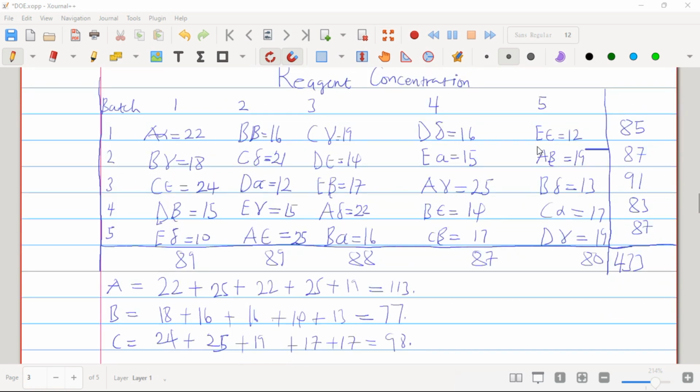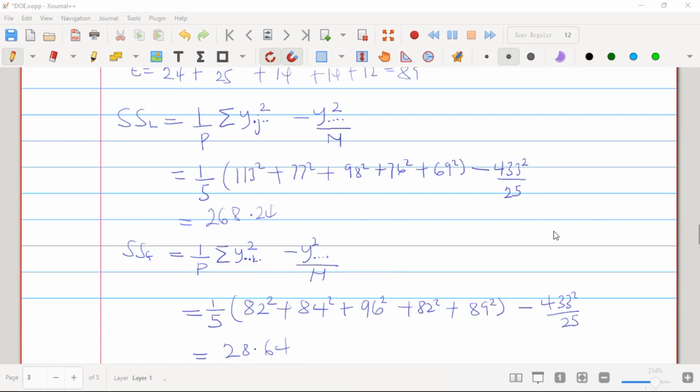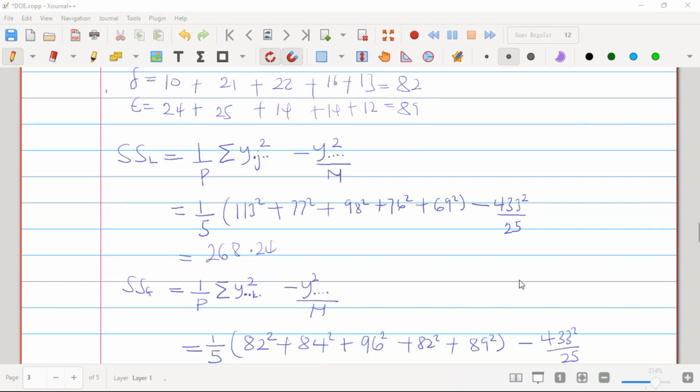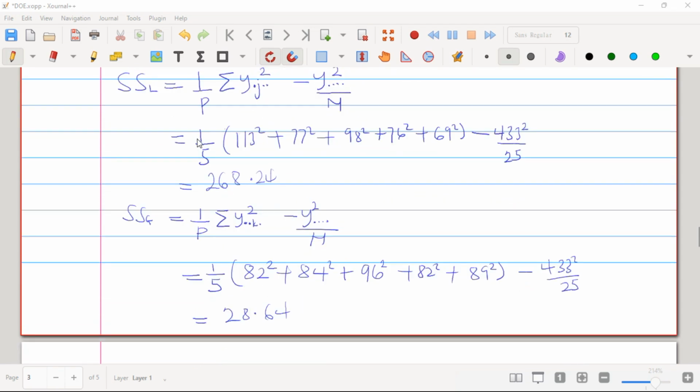When we count: 1 2 3 4 5 6 7 8 9 10 11 12 13 14 15 16 17 18 19 20 21 22 23 24 25. So our N is 25, as you can see. So when we come here it will be 25. Just punch the whole of this expression on the calculator, and you are going to get your final result.